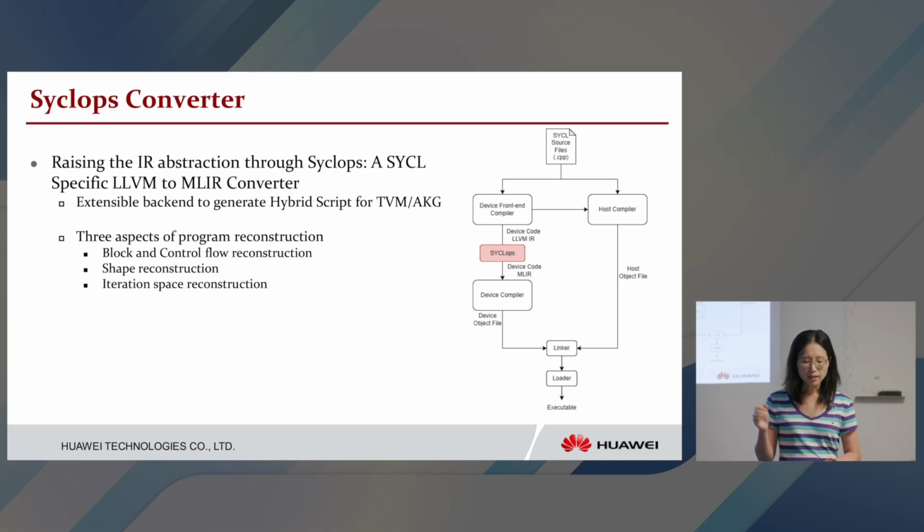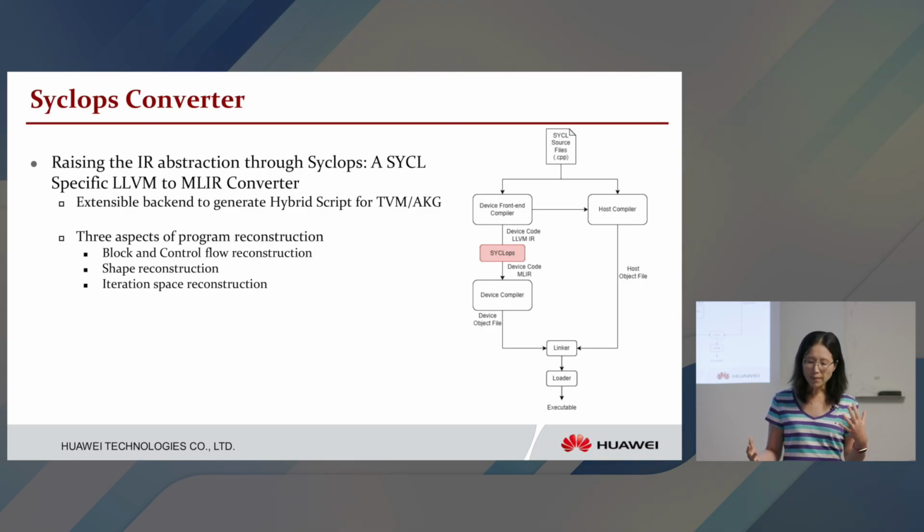So with that decision, we arrived at a Syclops converter to raise the IR abstraction from LLVM to MLIR. There is a diagram to illustrate this Syclops program, because the host code and the device code co-locate in the same file. So you have a host compiler as well as a device compiler that compiles the device kernel into the LLVM IR, and then we pass that through our Syclops converter, which effectively raises the abstraction to the MLIR affine dialect, and then we are able to enjoy the many MLIR optimizations there are.